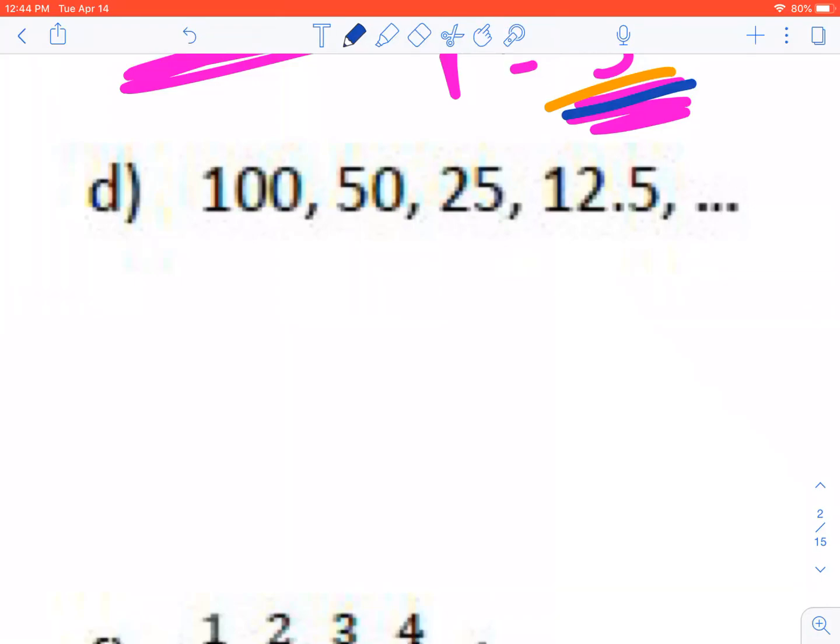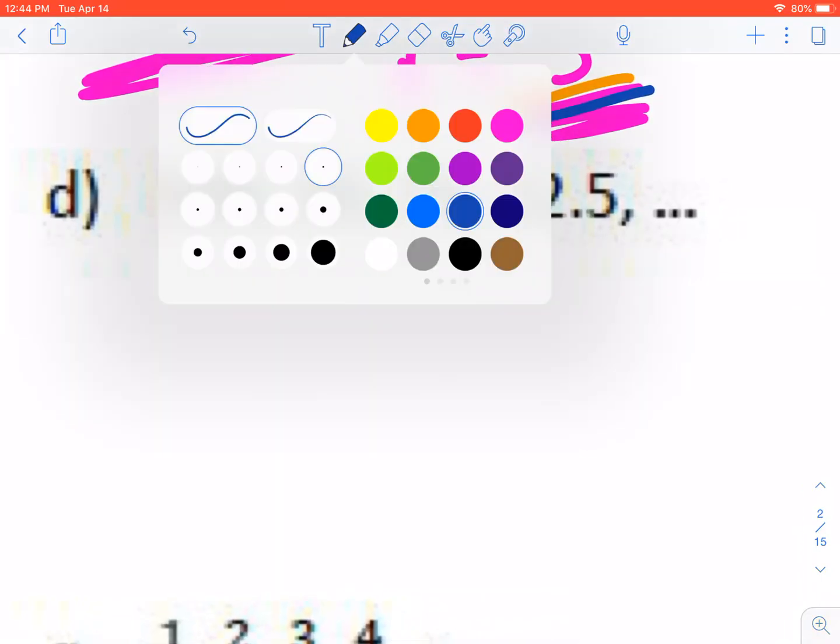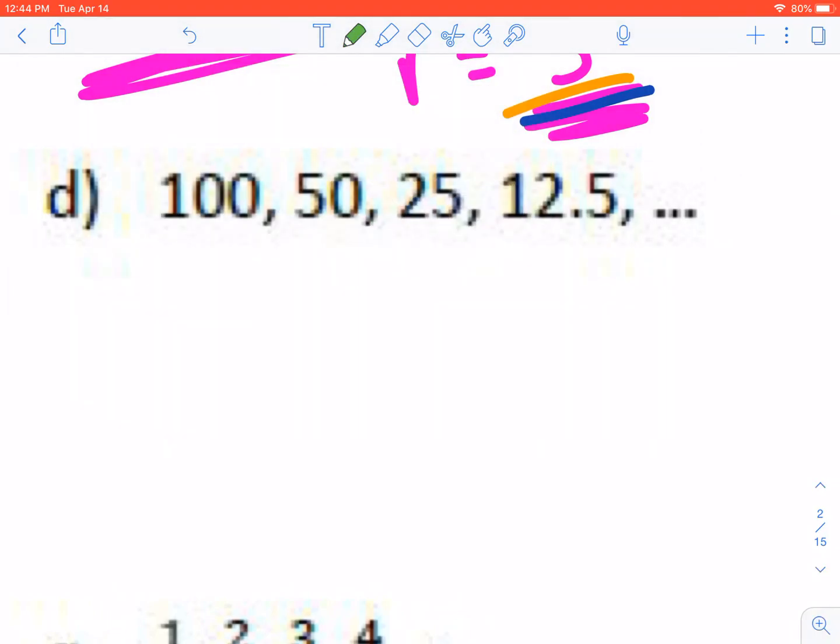For the next two questions, we're going to be looking at the sequence 150, 25, 12.5. Are you afraid of that decimal? And again, if you are, work around it. Use the numbers that are easier for you.